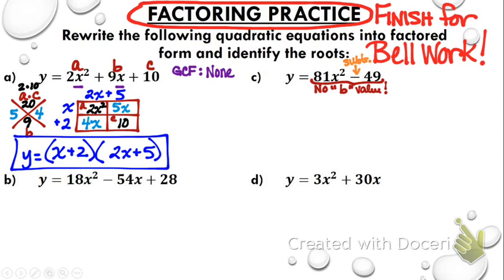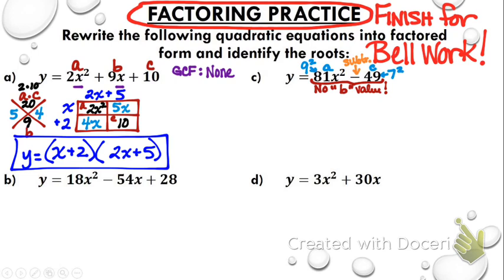All right, let's see if I can jog your memory a little bit more. I want you to look at the A and the C terms. What's our A value? Sean, what's our A value on part C? It is 81x squared. 81's an interesting number, isn't it? What's special about 81? It's a perfect square. It's what? 9 squared, right? What do you notice about our C value? It's also a perfect square. It's 7 squared.